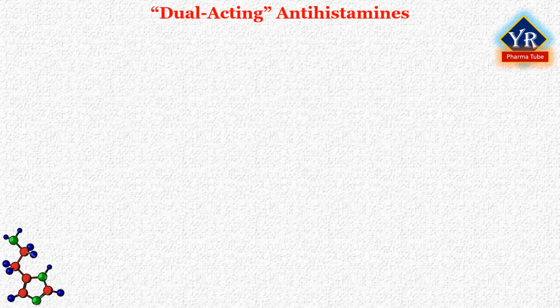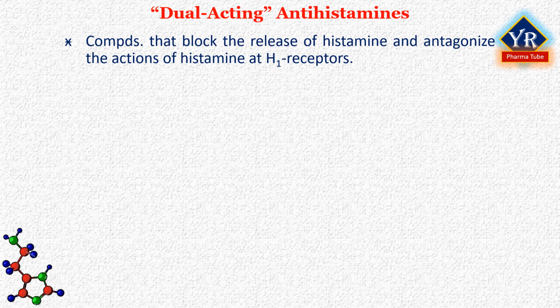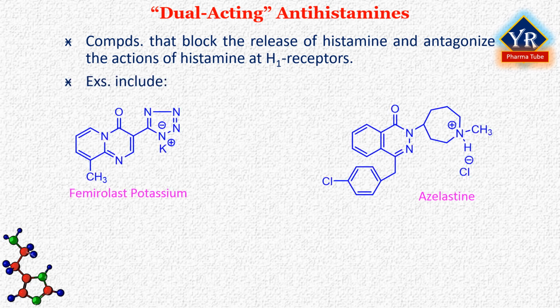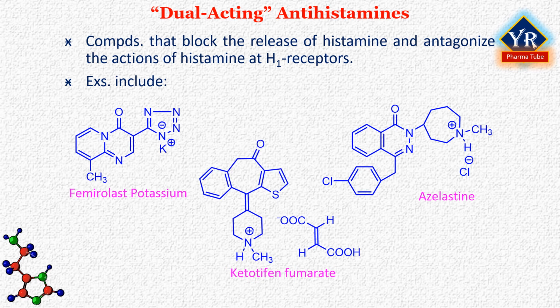Dual acting antihistamines. Compounds that block the release of histamine from mast cells and antagonize the actions of histamine at H1 receptors are known as dual acting antihistamines. Compounds introduced in this class over the past several years include azelastine, ketotifen, pemirolast and others. These agents have utility as ocular antihistamines and for other indications.